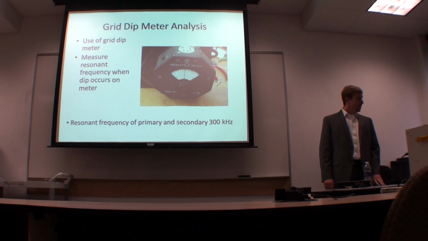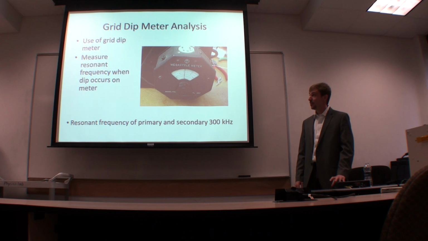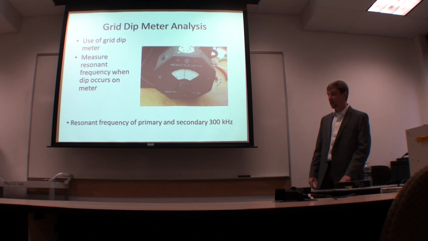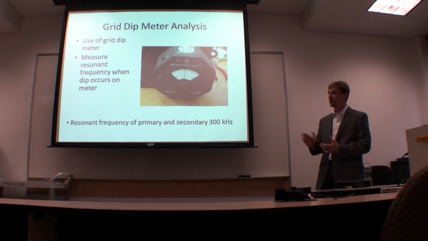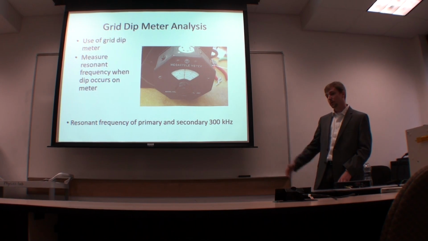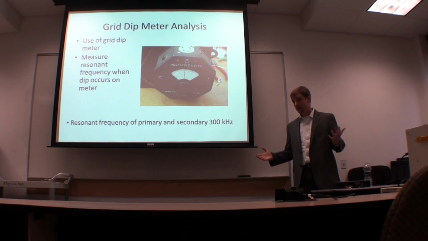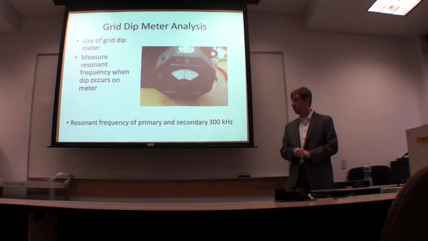So I also found there's a much easier way to find the resonant frequency. There's another very old device called a grid dip meter. Essentially you take this meter and place it near the coil and you sweep through frequencies. When you come upon the resonant frequency, you'll see a dip in the reading of the meter and you'll know that you have found the resonant frequency. So using the grid dip meter, we were able to determine that it was about 300 kilohertz. So our calculations were confirmed, three different ways.